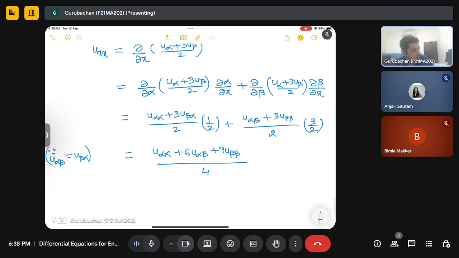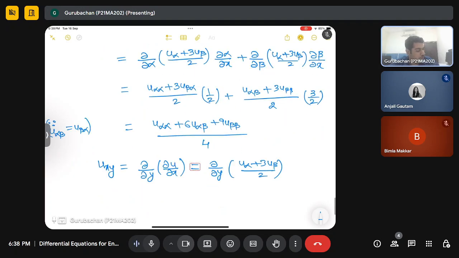Next you have to calculate uxy. The easiest way is to take del over del y of del u by del x. What is the value of del u by del x? This is del by del y of (u alpha plus 3 times u beta) divided by 2. So this will give you, again, first with respect to alpha.